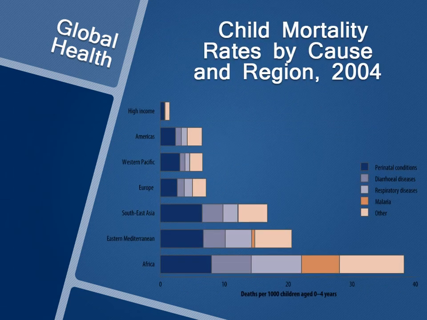Child mortality is used as an important indicator of a country's well-being. It is often used along with DALYs to indicate the health of an area. This graph illustrates the rates and causes of child deaths by region. Africa has the greatest rates of nearly 40 deaths per 1,000 children, ages 0 to 4. The different colors indicate the various conditions: perinatal, diarrheal, respiratory, malaria, and other.